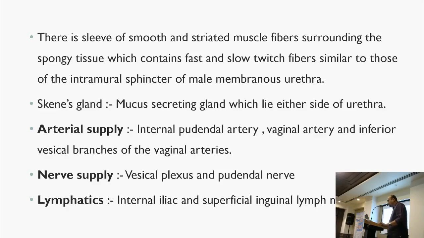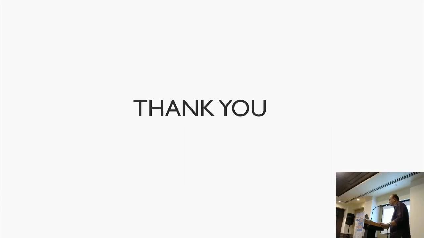The arterial supply to the female urethra is the internal pudendal artery, vaginal artery, and inferior vesical branches of the vaginal arteries. Nerve supply is through the vesical plexus and pudendal nerve, and the lymphatics drain through the internal iliac and superficial inguinal nodes. Thank you.